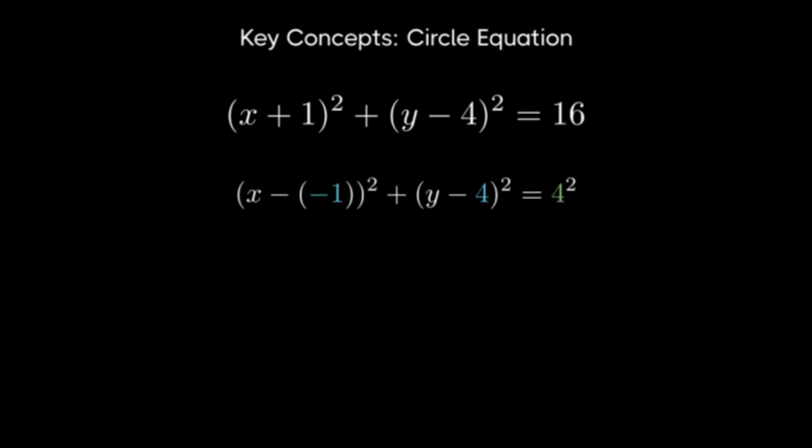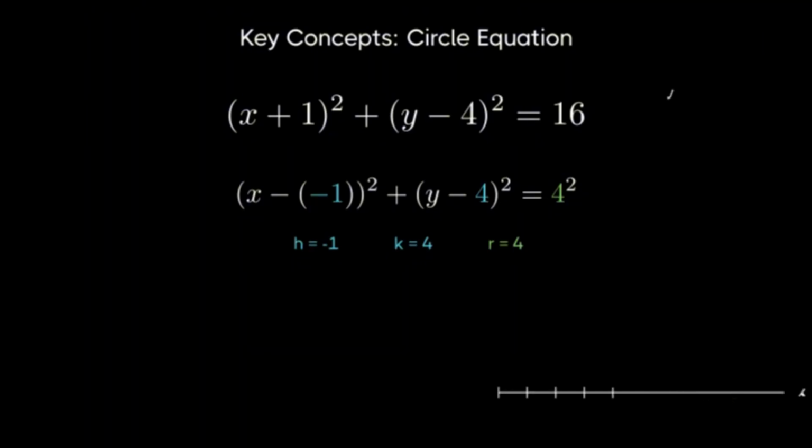By comparing with the standard form, we can now identify our parameters. The value of h is −1, meaning the x-coordinate of our center is −1. The value of k is 4, meaning the y-coordinate of our center is 4, and the radius r is 4 units. Let's visualize this circle on a coordinate plane to get a better understanding of what it looks like geometrically.